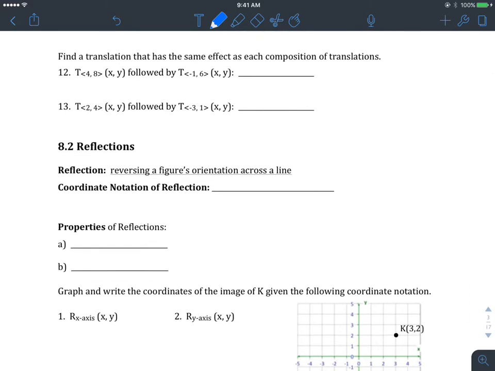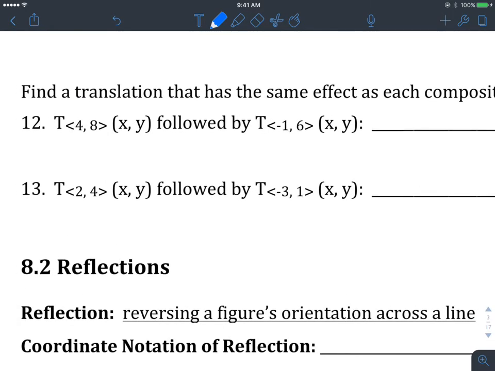All right, find a translation that has the same effect as the composition of transformations here. So notice here you've got two different things. We're essentially combining them here. So this means right 4, but then this means left 1. So really the easiest thing to do is just do 4 plus -1, which gets you 3. All right, so then we're going to say the translation, and that's a total of just going right 3.